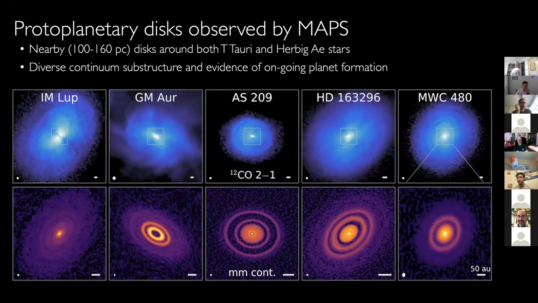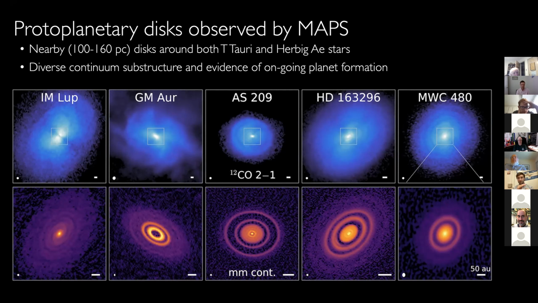Okay, so the 5 disks that we observed with MAPS are shown here. So they are all relatively nearby, no further than 160 parsecs. Some of them are around T-Tauri stars and some are around Herbig-Ae stars. So the top row here is showing the 12CO 2-to-1 emission. So these are integrated intensity maps showing where the molecular line emission is. Something you'll notice is that they're very bright and they're very extended. So they were in fact chosen for this reason. They have bright and extended molecular line emission, making them good targets to perform a chemistry survey on.